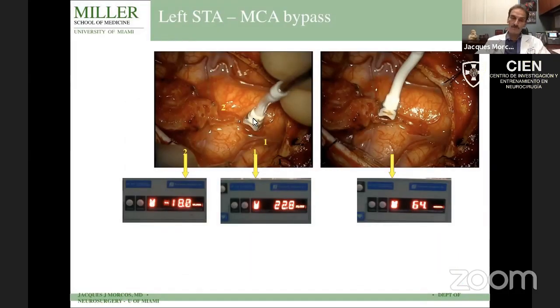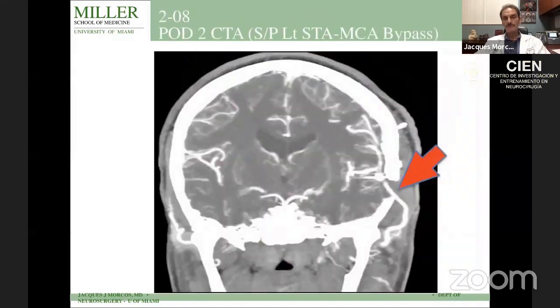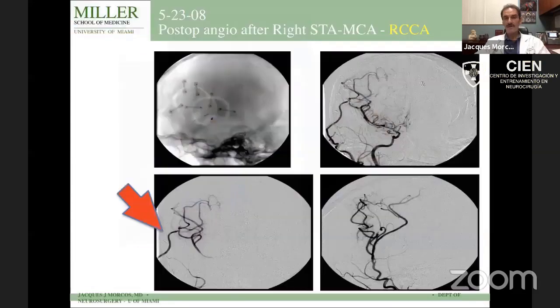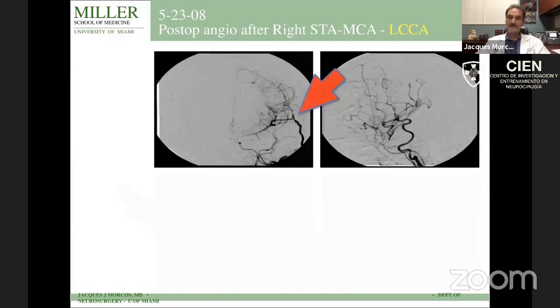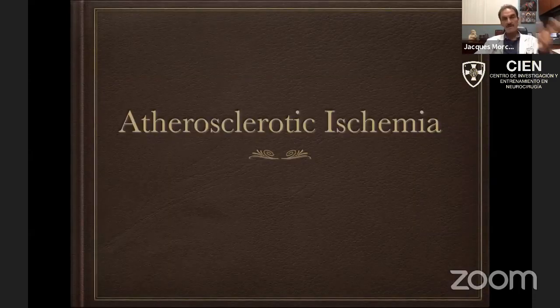You can measure the flow in one direction and then the other direction, and these are the numbers at the bottom. And there is a CTA after surgery. And then a few weeks later, I perform the bypass on the other side. You can see the craniotomy for the bypass. That's one side, and that's the other side. Very nice patent bypasses. How about atherosclerotic ischemia?